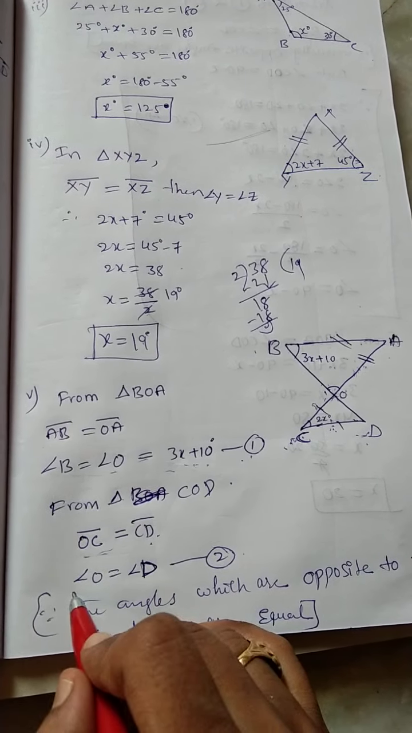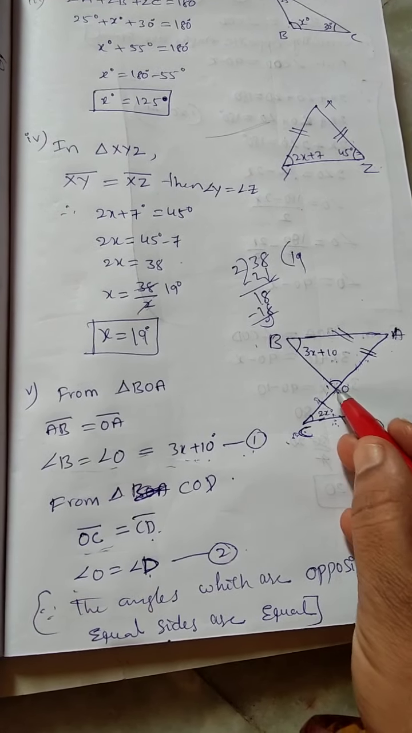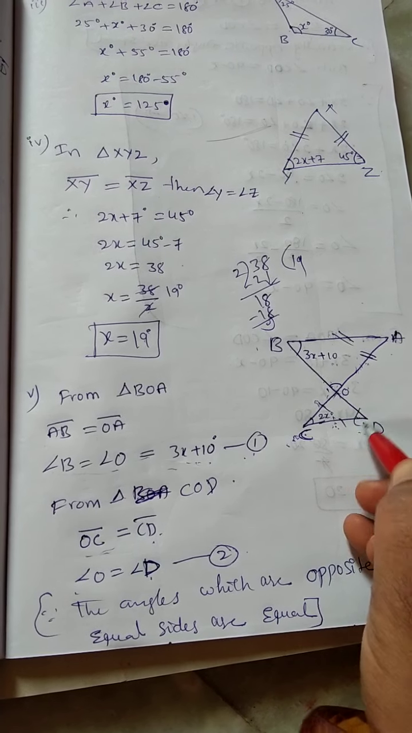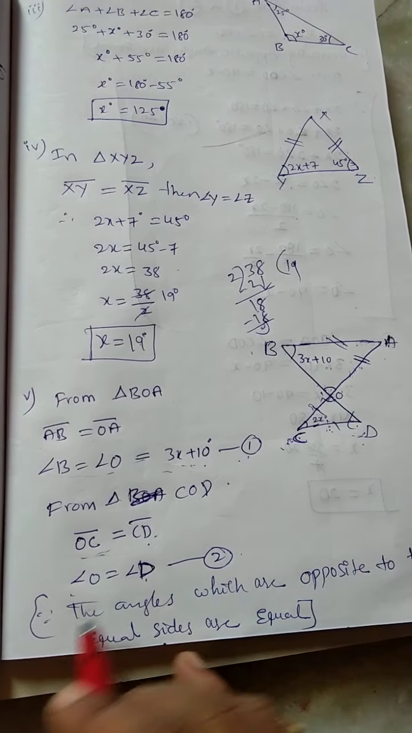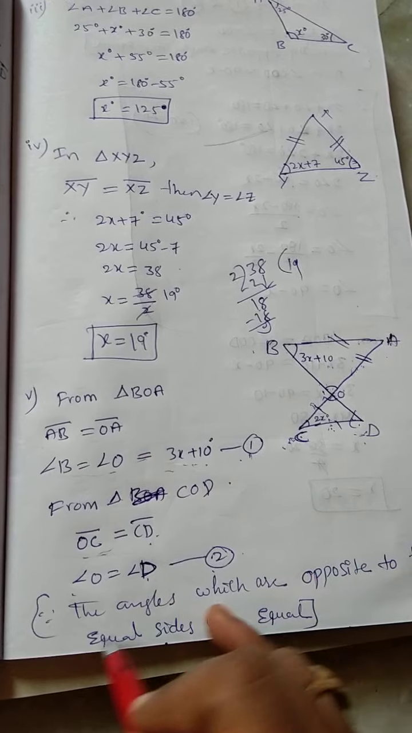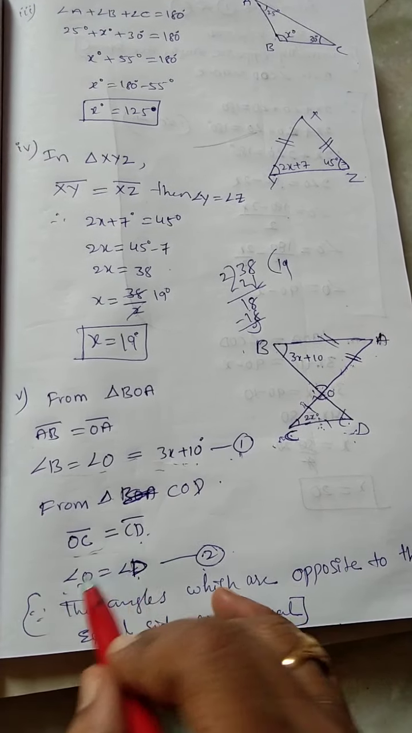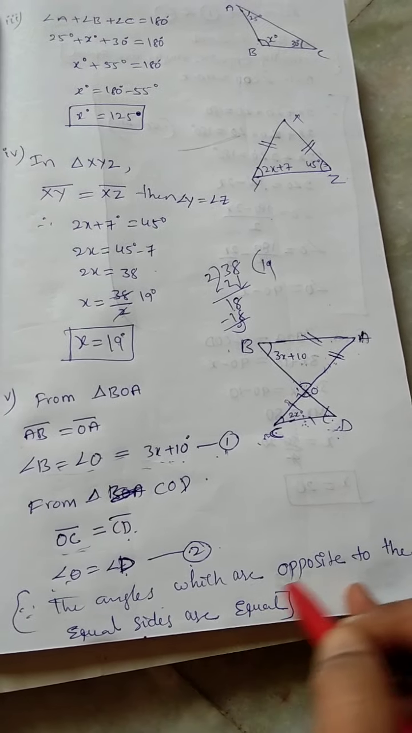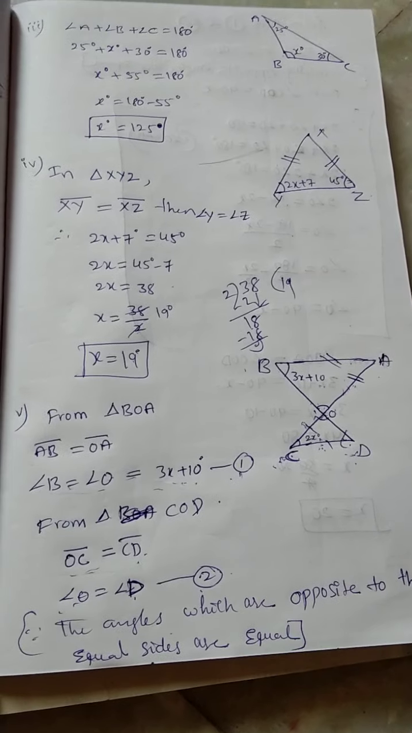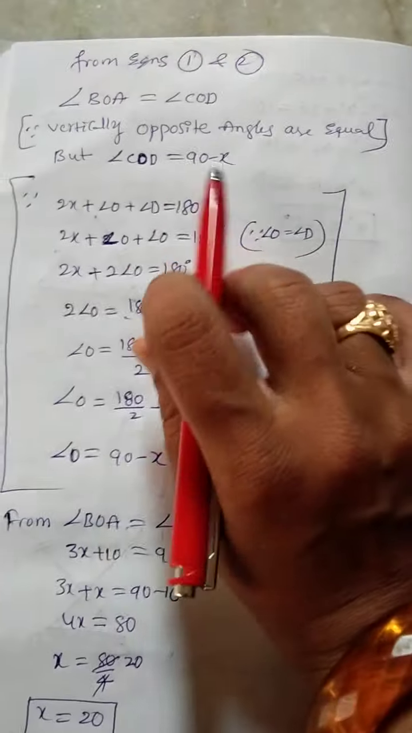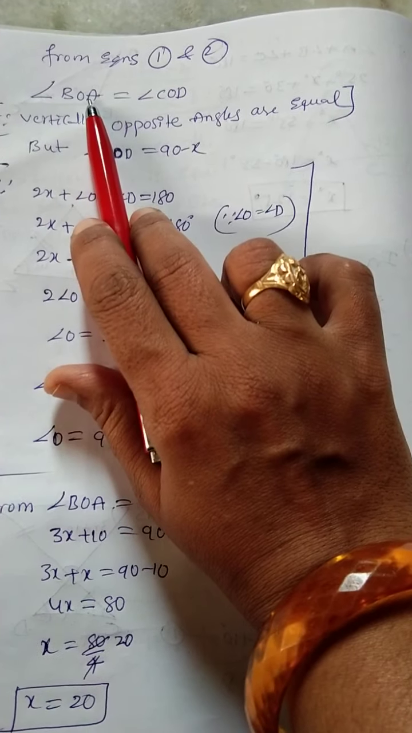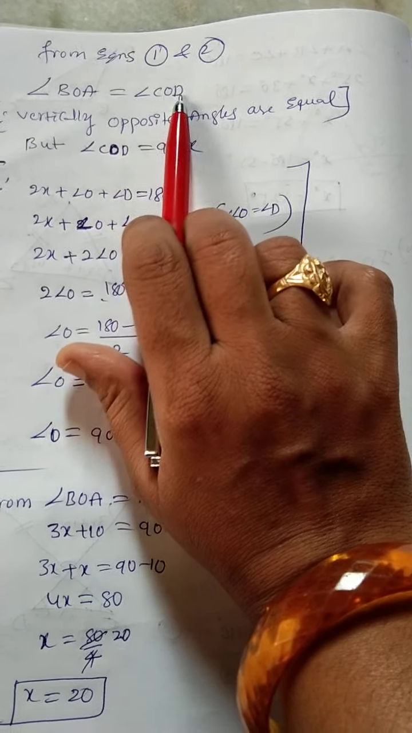Okay. Now angle O is equal to angle D. These two angles are equal. Okay. Now let us say equation 2. Why we are taking these two means the angles which are opposite to the equal sides are equal. Okay. Now from equation 1 and 2, angle BOA is equal to angle COD.